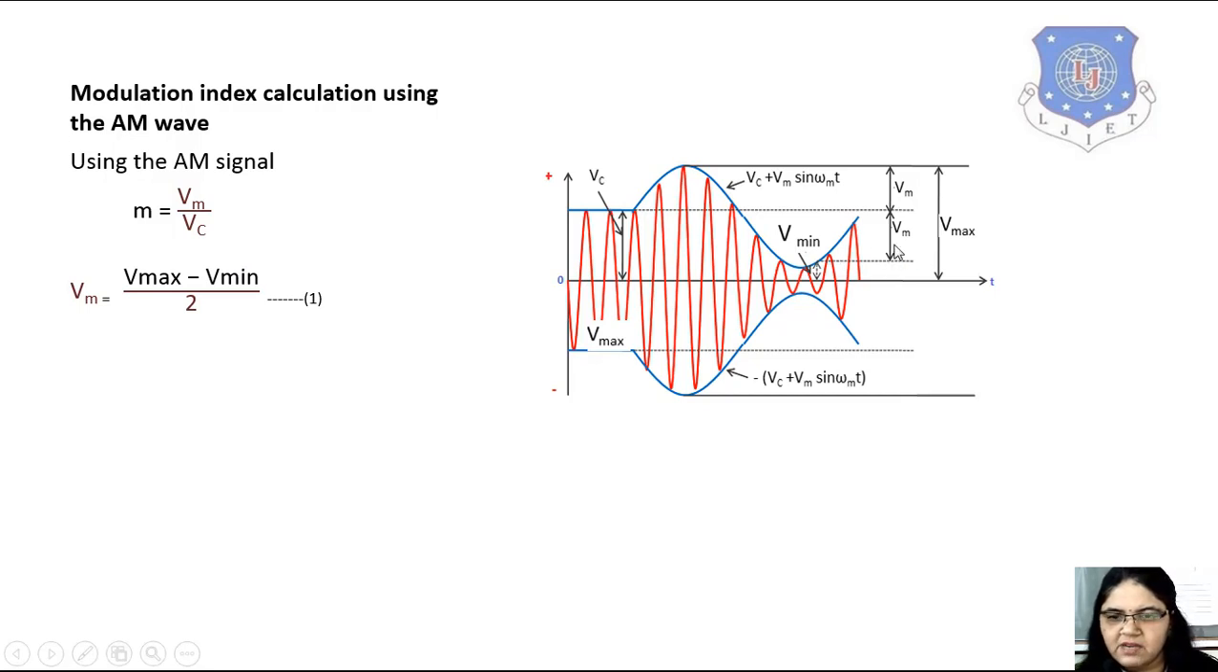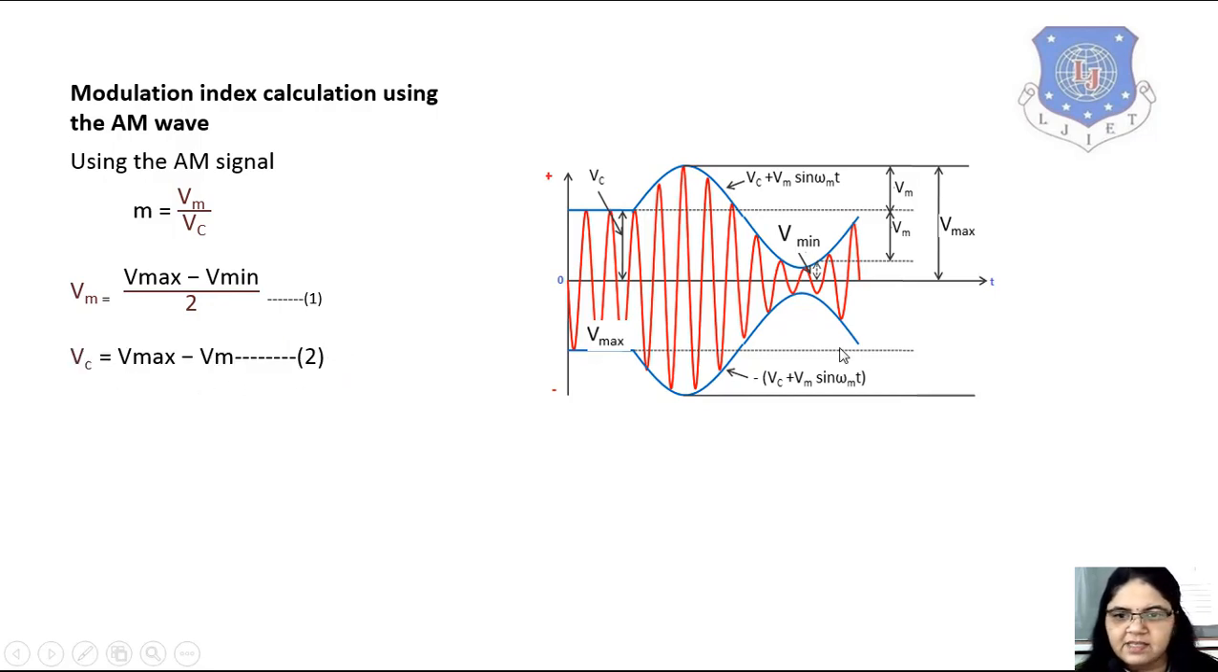Now here you can see from this diagram Vm plus Vm, that is twice Vm. So this twice Vm is the V maximum minus this V minimum. If from this V maximum I subtract the V minimum, I will get this Vm value. So I'll write over here that twice Vm is equal to V maximum minus V minimum. Therefore, Vm is equal to V maximum minus V minimum upon 2.